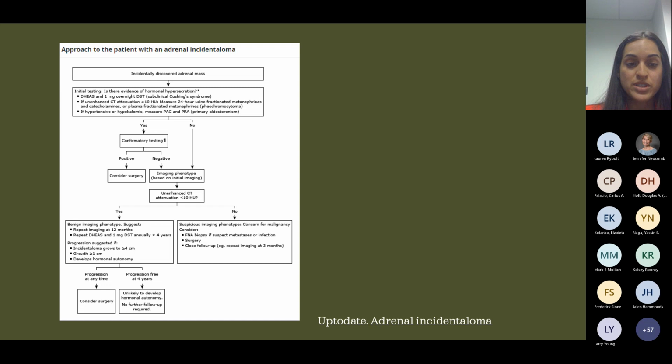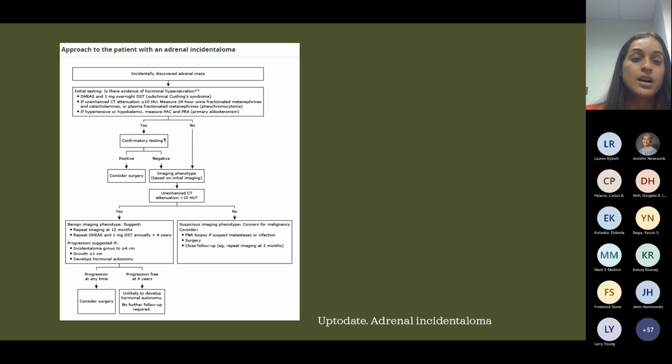If progression is suggested, because we have an incidentaloma that has grown to more than 4 centimeters, or a growth of more than 1 centimeter, or if the adrenal incidentaloma is developing hormonal autonomy and hypersecretion, then we consider this progression at any time, and we should consider surgery. If we have progression-free at 4 years, then it is unlikely that these tumors are going to develop hypersecretion of any of the hormones, and then no further follow-up is required.